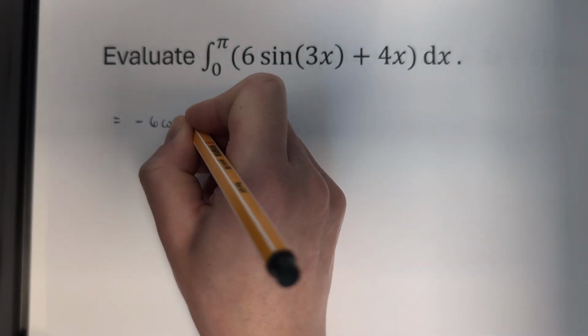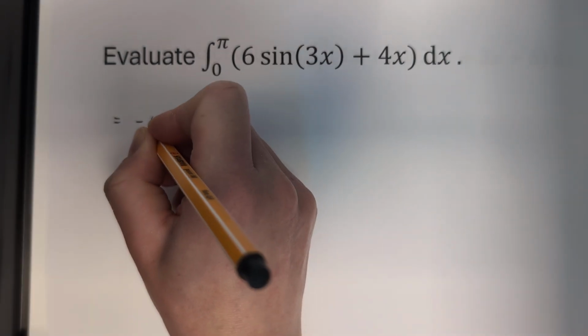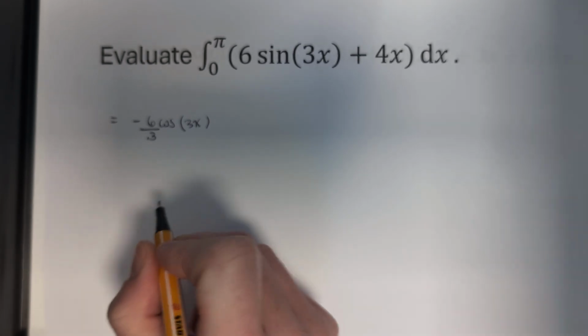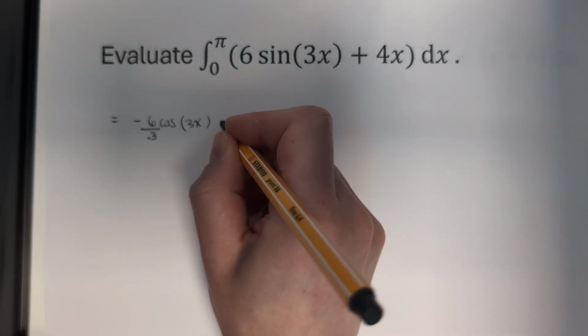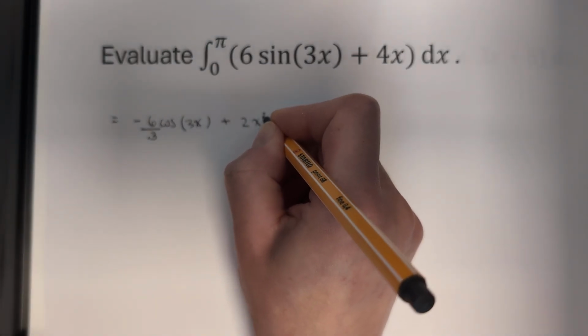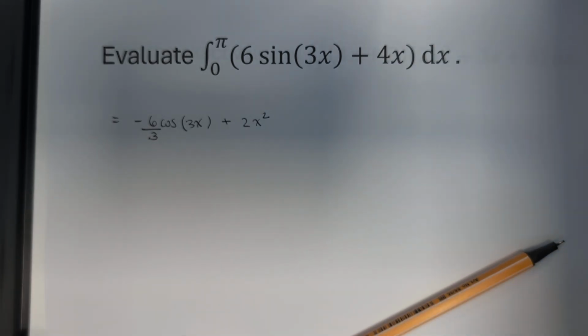I'm going to take it slowly here. Cosine of 3x, make sure to divide out by the chain. We can check stuff after. Plus, this is going to be 2x squared. So this is the antiderivative.